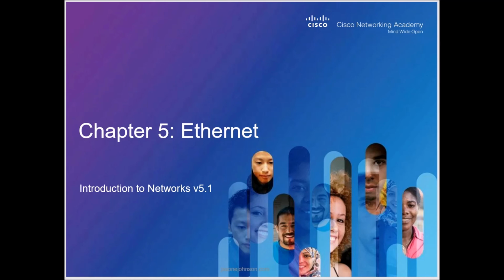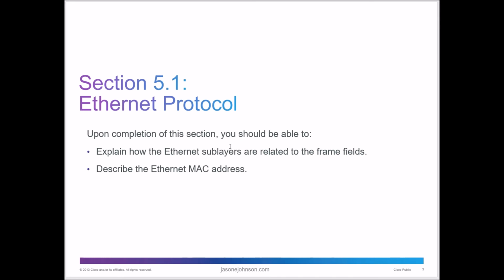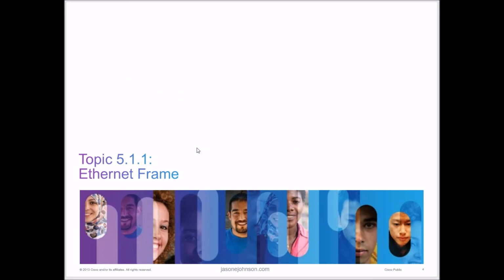So let's start with Chapter 5, and we're going to talk about Ethernet. We're going to do this all in one shot. We're going to talk about the Ethernet protocol, LAN switches, ARP, or Address Resolution Protocol, and then we'll have a summary. So when we're talking about the Ethernet protocol, what is the Ethernet protocol? And we're going to talk about Ethernet sublayers and the Ethernet MAC address.